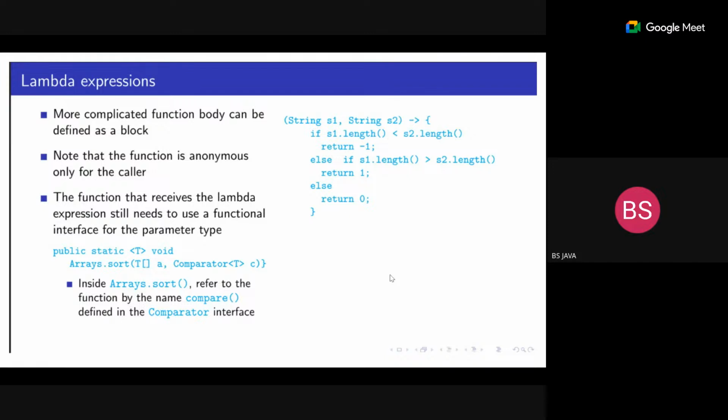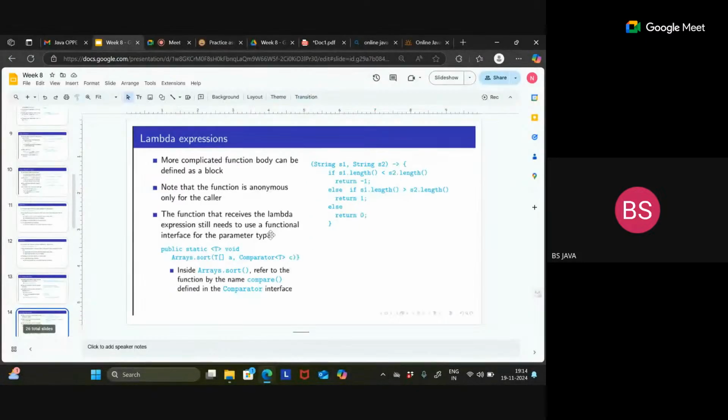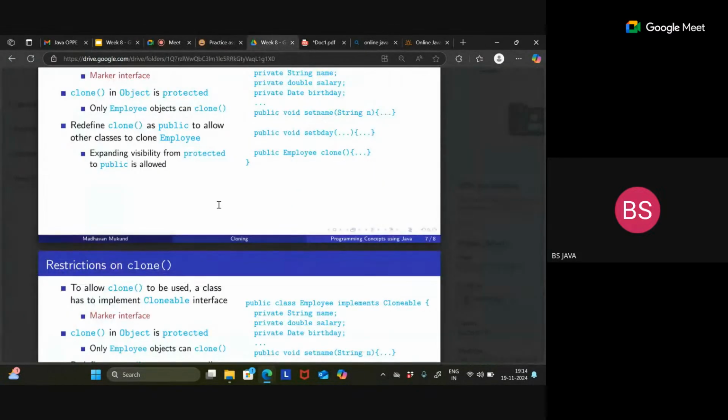The Arrays.sort method will take an array and a comparator object. The Comparator is a functional interface. If you have a functional interface, then you can use lambda expressions. So instead of defining a class, implementing that Comparator interface and defining the compare method, you can just use the functional interface. Let me open it, I think that is more clear.